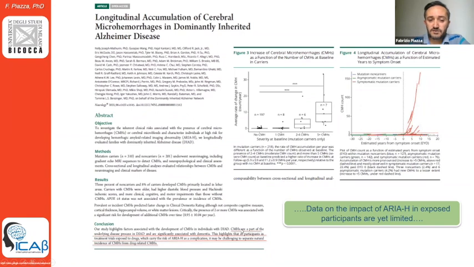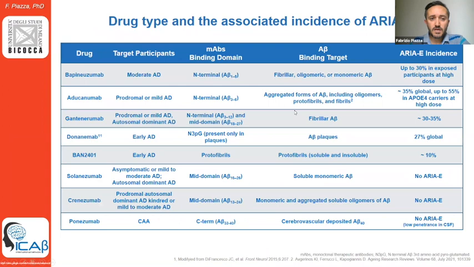be very difficult, but also important, to try to discriminate the natural incidence of these events due to the underlying CAA pathology from the incidence of ARIA-H events that are specifically related to the treatment with these anti-A-beta antibodies. And here is a list of all the monoclonal antibodies currently in clinical trials, where we observe the main findings, the most important results.